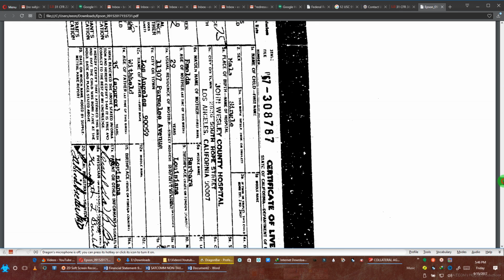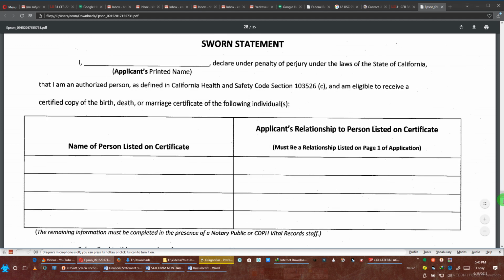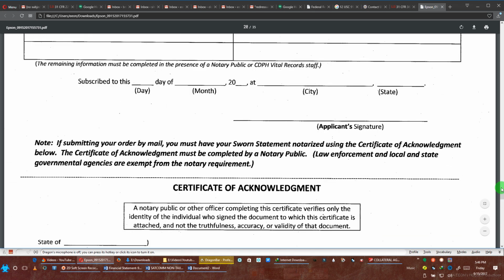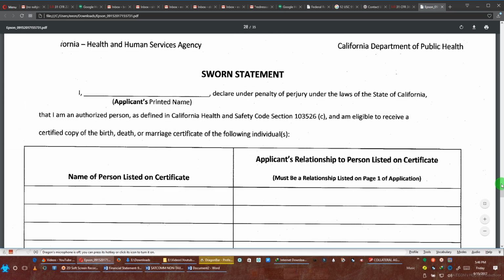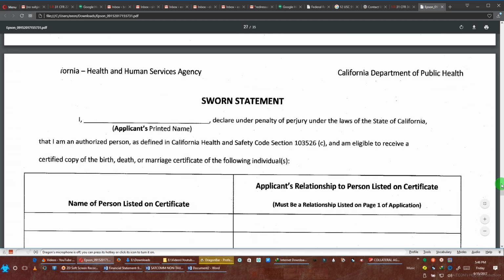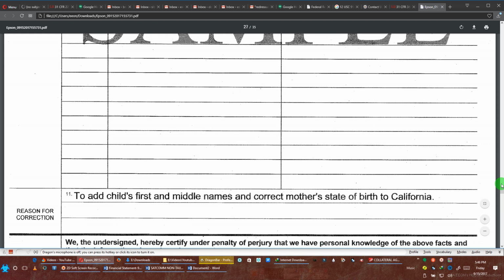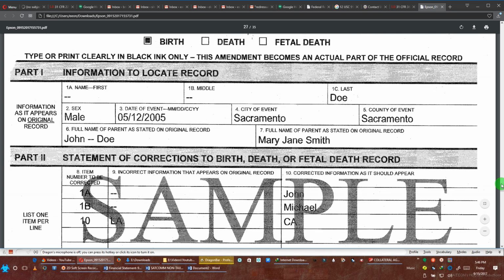Gotta go on down. That's my birth certificate. That's my short form, y'all. I know that one. Oh, they sent me another application. Look at that. They sent me another application. They want a sworn statement. And they're telling me they sent me a sample, y'all.